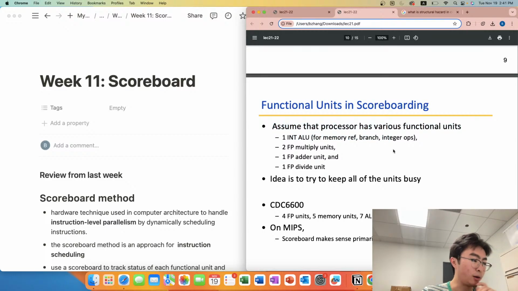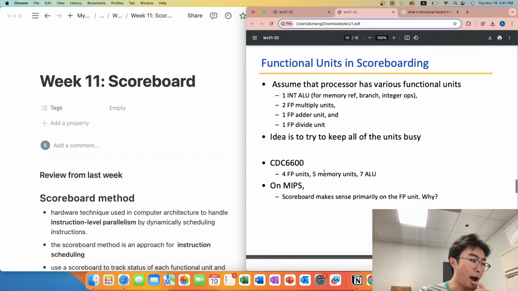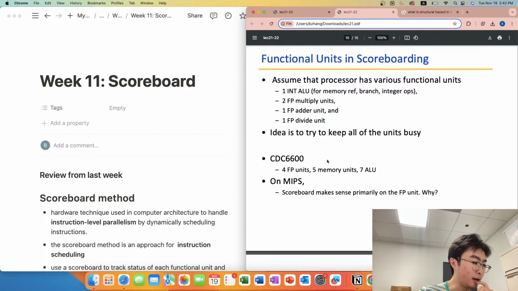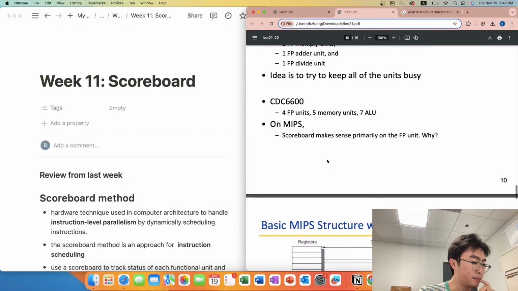Okay, so with the scoreboarding, assume the processor has various functional units. In this case we have an integer arithmetic logical unit for memory references, branches, or integer operations. We also have floating point multiply units, and then floating point add, and then floating point divide. Alright.